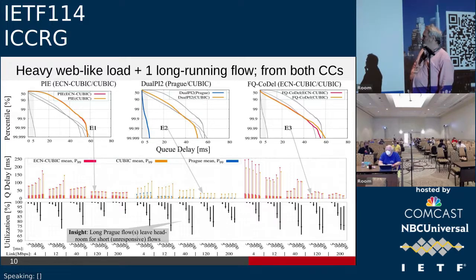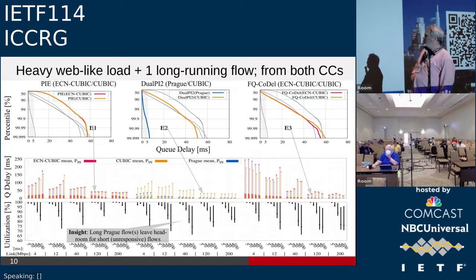And utilization is probably best on the Pi one, but the profile of the utilization is pretty much the same for the dual Pi squared and FQ-CoDel cases. And really the point here is that the way Prague works, the long-running flow has an EWMA in it, which recognizes there's a load here of unresponsive short flows, and it makes some headroom for them to keep the delay down. And that was all part of the design of DCTCP, and that's what we wanted for the internet.